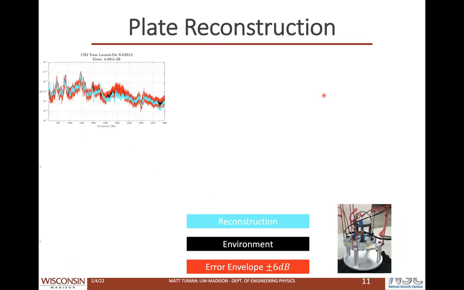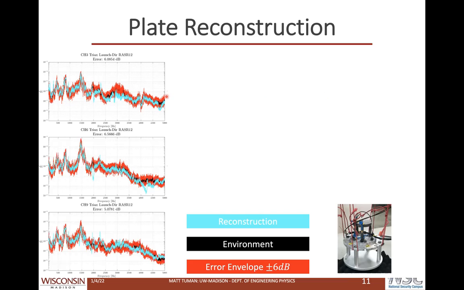So here are some of the results from this test. Once again, the black line is the measured environment profile we are trying to match. The red lines are an error envelope, and the blue line is what was measured in the lab during our reconstruction test. So we'll start by looking at the reconstruction results for the accelerometers in the launch direction on the plate. With dB errors of less than 7 for all 3 channels, and simply by visual inspection, we did a great job of recreating the environment in this direction.